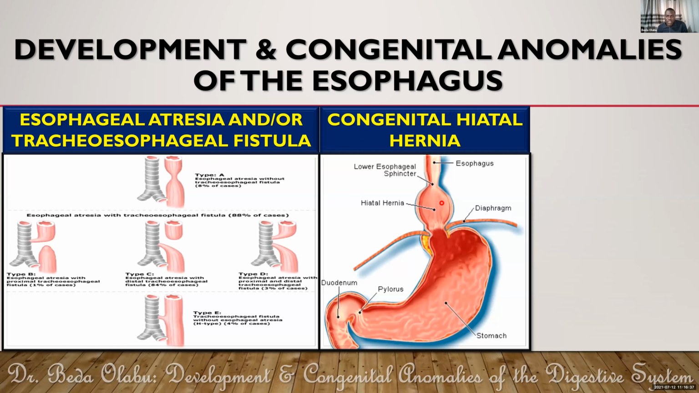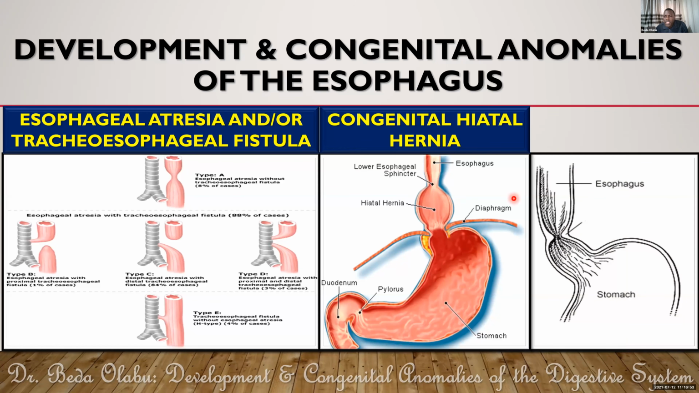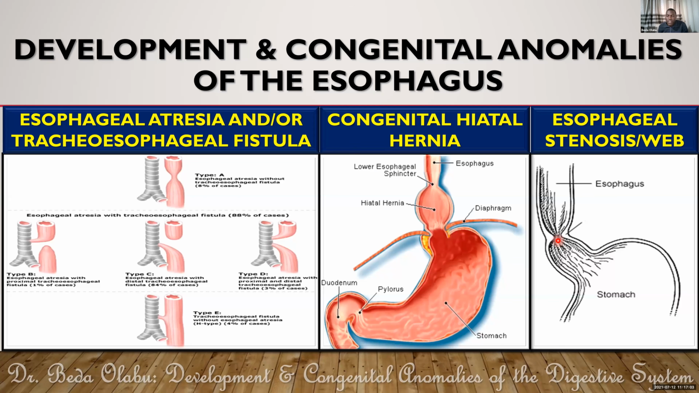If you're born with it, then we give it the term congenital hiatal hernia. It means some part of the stomach protruding through the diaphragm to reach the thorax. In the last image, we see an esophagus that has a narrow lumen at some point. The term given to narrow lumen is stenosis. This stenosis may be caused by presence of some thin tissues, membranes, which we call webs. So you may have esophageal webs, which give us esophageal stenosis.